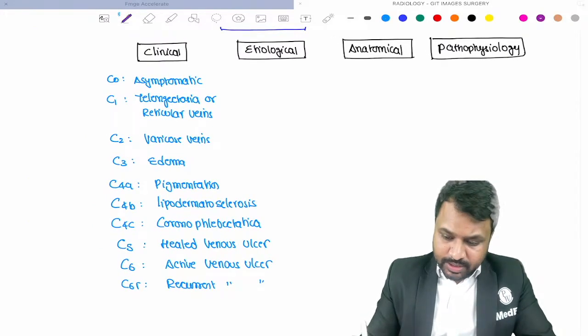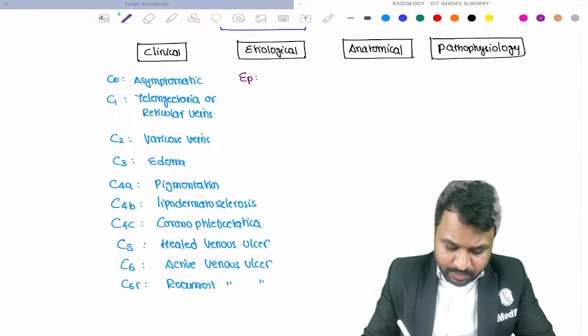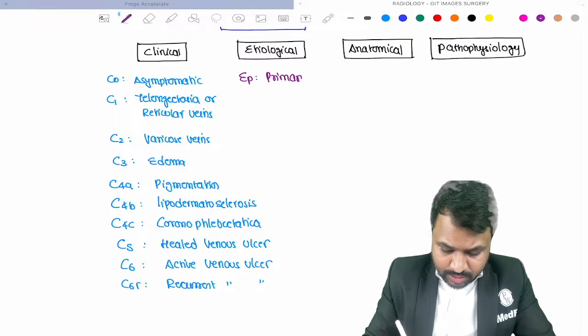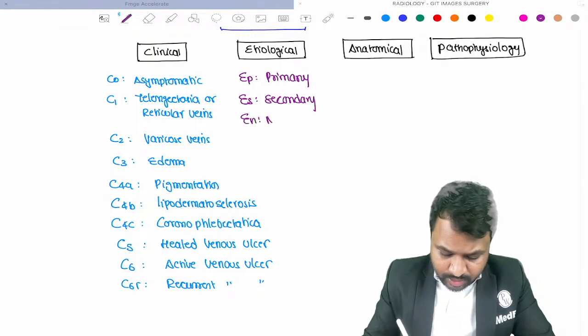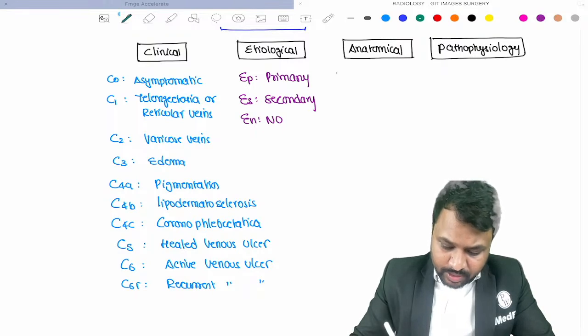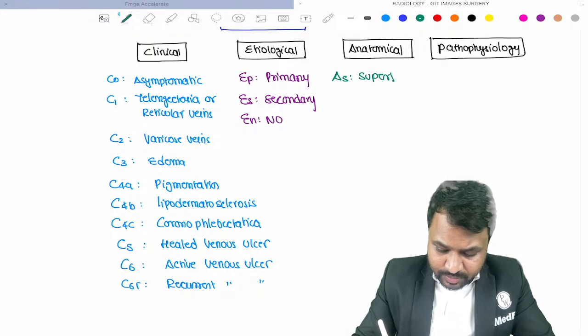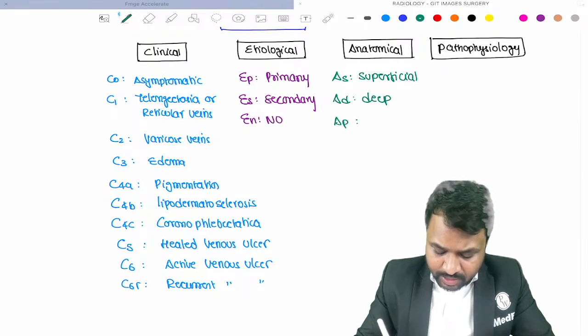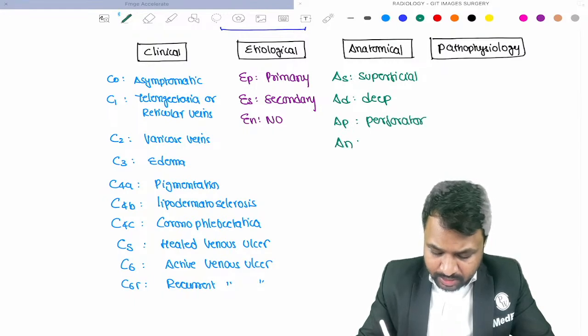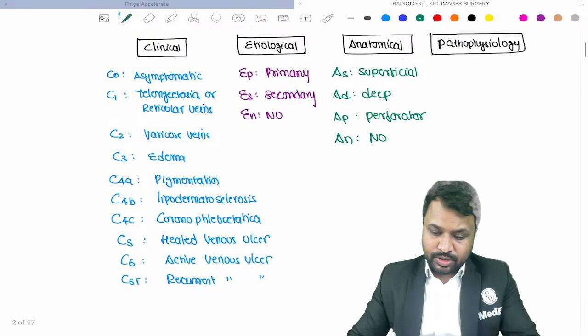In the etiological status, we have EP, that is your primary etiology. ES, that is your secondary etiology. EN, there is no etiology. Anatomical, it is AS, that is involvement of superficial venous system. AD is involvement of deep venous system. AP, it is the perforator involvement. And AN, there is no anatomical site noticed.